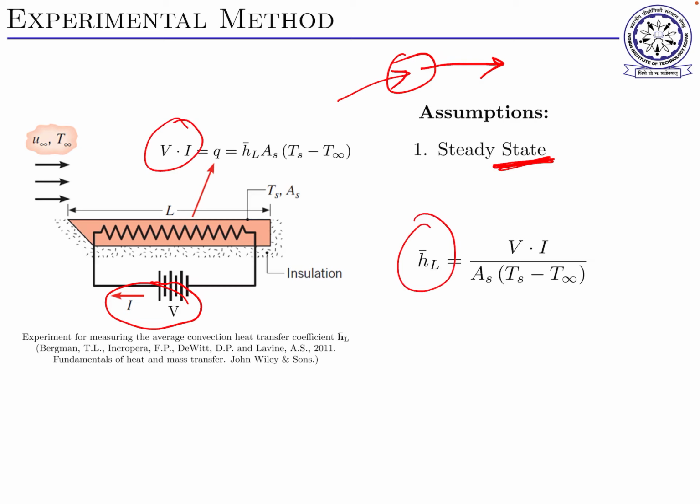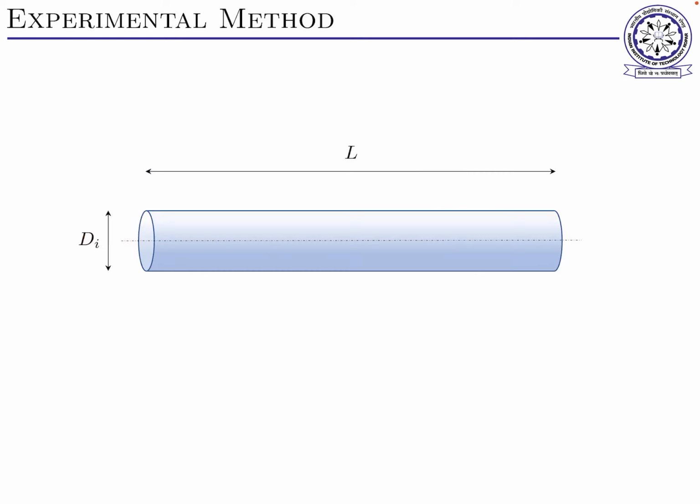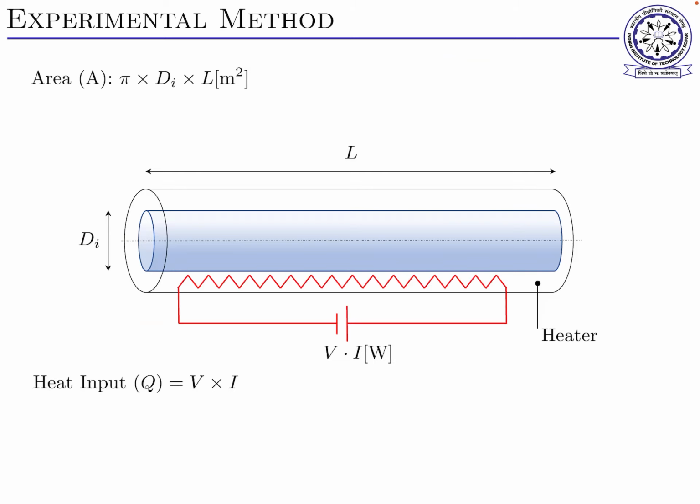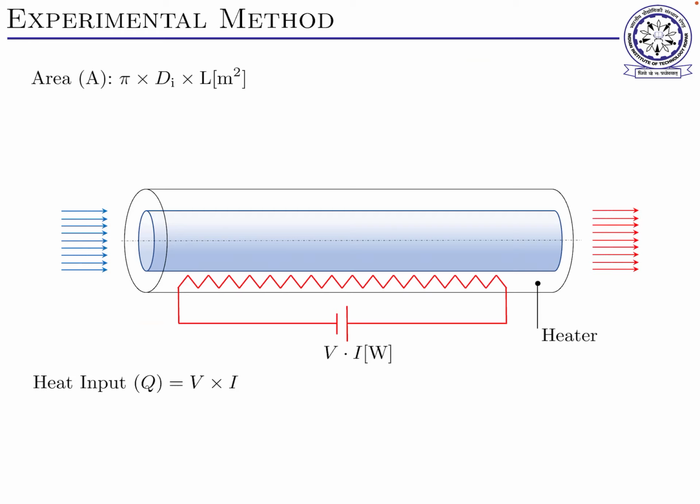So this is what we will do for our experiments. For our experiment, for forced convection, we have a horizontal tube of diameter D and length L. There is a heater that is enclosed, and we are giving power supply, and we can calculate that power by measuring the voltage and current. And now what happens when flow takes place due to a blower? We flow air inside, and we have some thermocouples there.